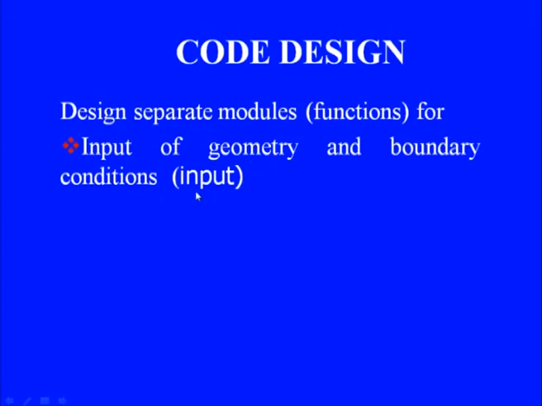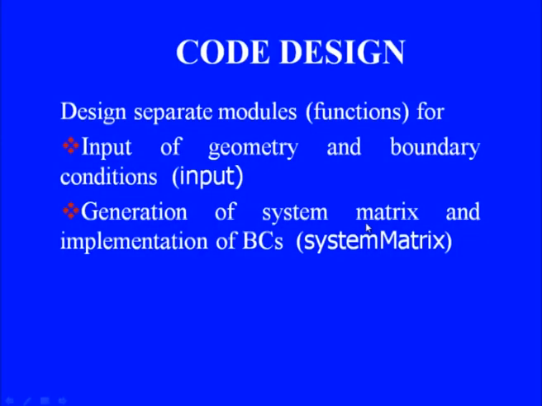Now let us say that how do we proceed for designing our code. So finite difference code for solving this problem should contain one module for input of the geometry and boundary conditions. So let us call that, we are going to call this module simply as input. You can choose any other appropriate name which you might fancy. Similarly, we need another module which will generate the system matrix and the right hand side, taking care of the implementation of boundary conditions. So let us call this module as system matrix.